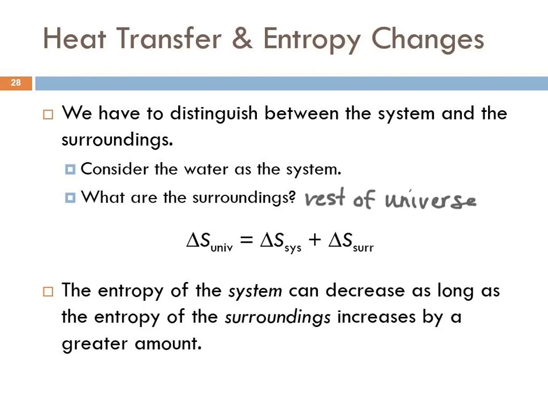The total entropy change of the universe will equal the change in entropy for the water plus the change in entropy for the surroundings. So the entropy of the system can decrease as long as the entropy of the surroundings increases by a greater amount. This number can be negative, and this number can still be positive, as long as the other number is a larger positive number.